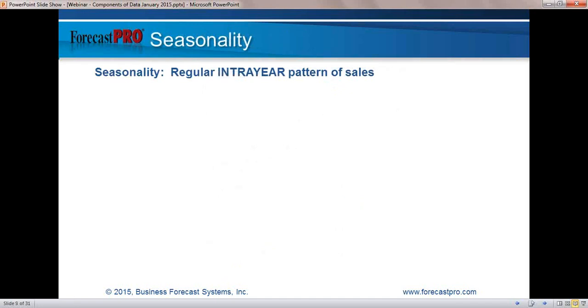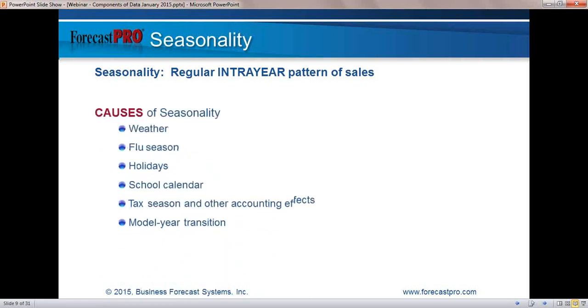The next component that we'll consider is seasonal patterns, seasonality. So this is a regular intra-year pattern. It's repeating itself. And again, are there certain times where we sell more than others? Now, why are data seasonal? Well, there's lots of reasons why they might be seasonal. So here's a list of some of them.